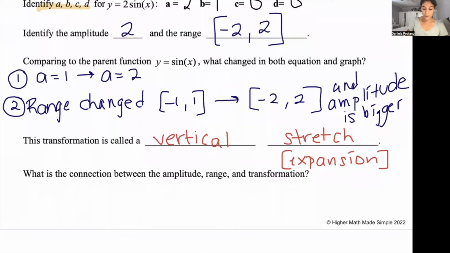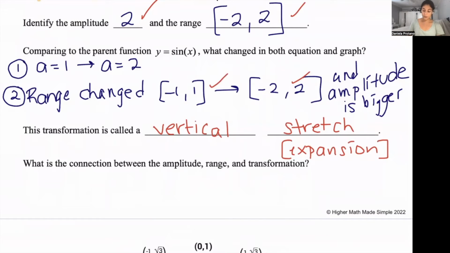Okay, so we already talked about that the amplitude is now 2, and therefore the range, it goes from -1 to +1. Now it goes from -2 to +2, so it does absolutely affect the range as well. And since it was stretched vertically, this is called a vertical stretch, also known as a vertical expansion. Now, what is the connection between the amplitude, the range, and the transformation? So think about a sentence that you can put together. The range intervals are the same number as the amplitude, and the amplitude determines the vertical stretch. Let's write that down.